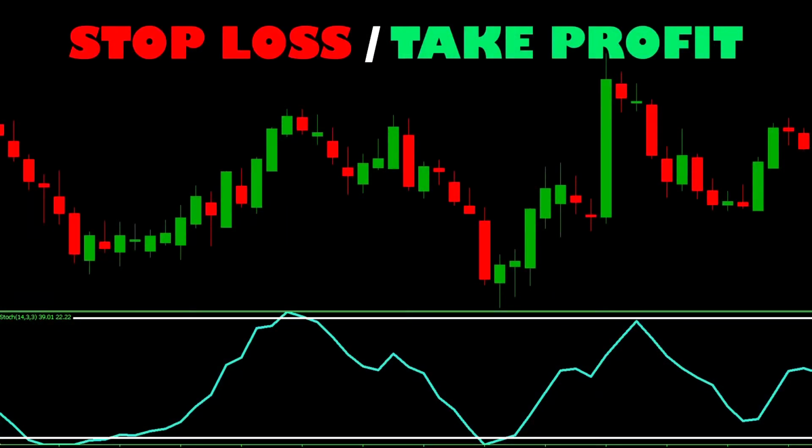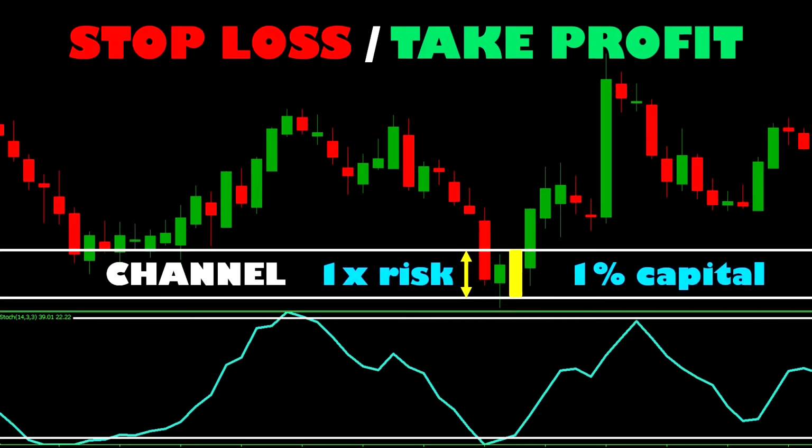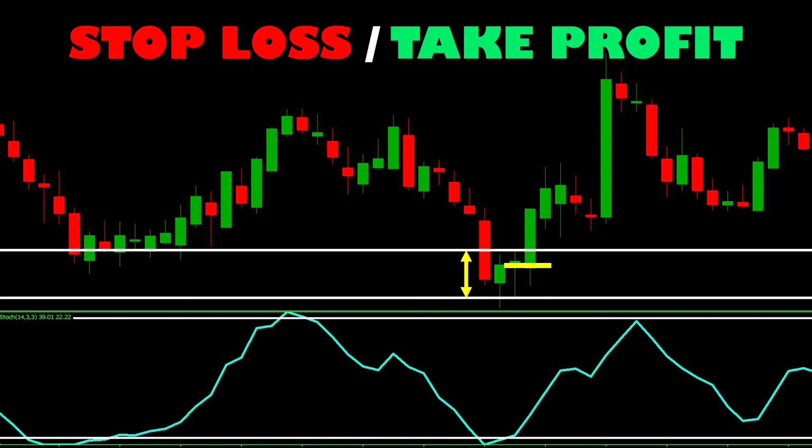Let's check out an example using our chart from before where we got ourselves into a buy trade. Our entry candle again in yellow, and with our channel we can see that distance from high to low is 1x risk to us. That's a measure of 1% of our capital. We're not entering at the high of our candle though, we are entering at the close of the candle. So just above the yellow line is our entry price.